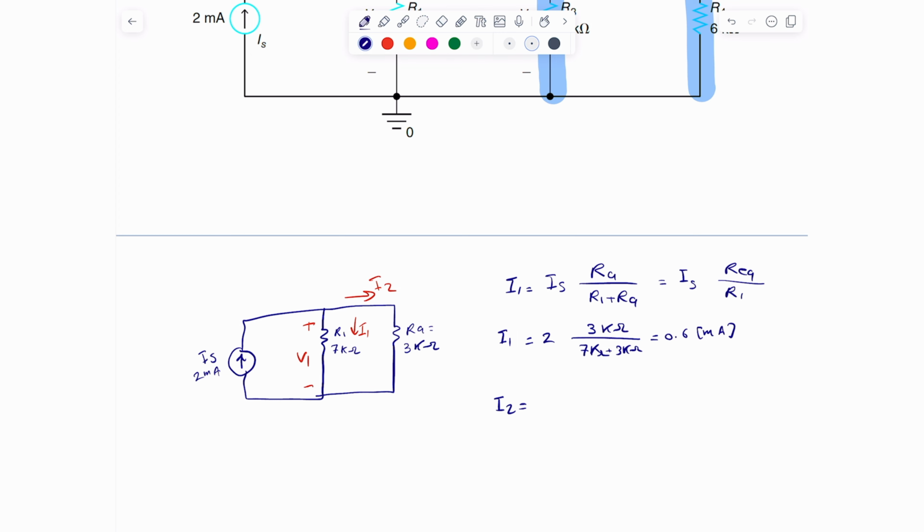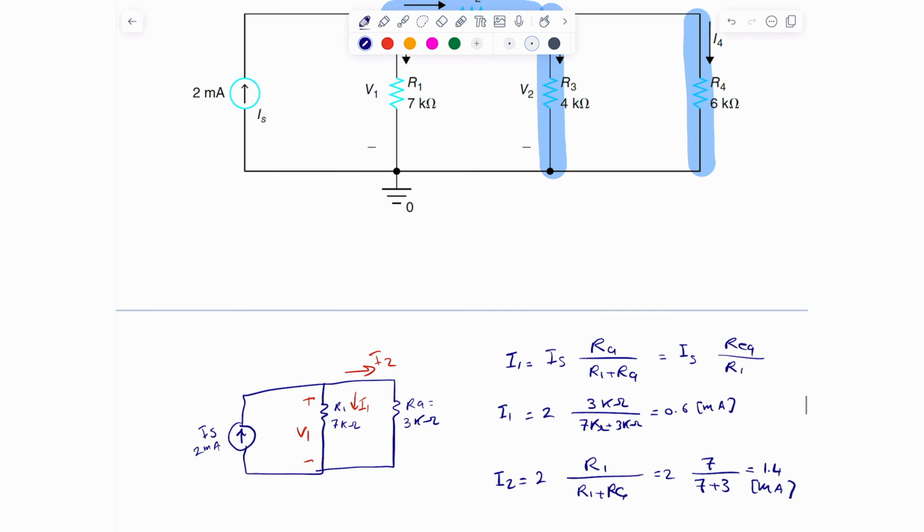Now what about I2? Well, you can apply current division again, or you can just apply KCL if you want to. It's the same. Well, 2 milliamps minus 0.6, so the other one must be 1.4. But we can apply current division. So it's 2 times R1 divided by R1 plus RA, because I'm interested in this one, so I take the other resistor. So this is simply 2 times 7 divided by 7 plus 3, which is simply 1.4. I was able to compute 1.4 in my head. Okay, so we know that I2 is 1.4 milliamps.